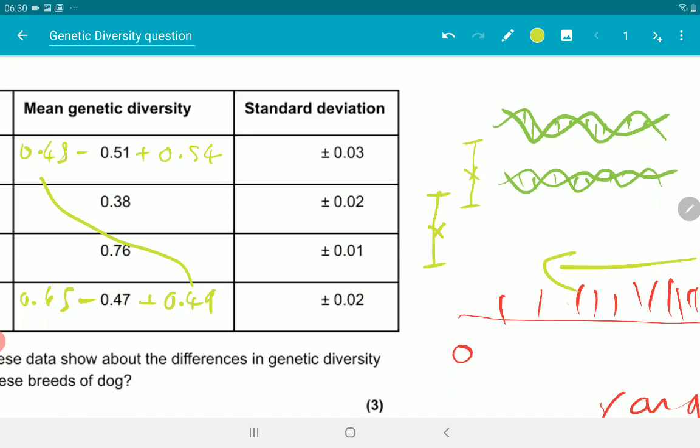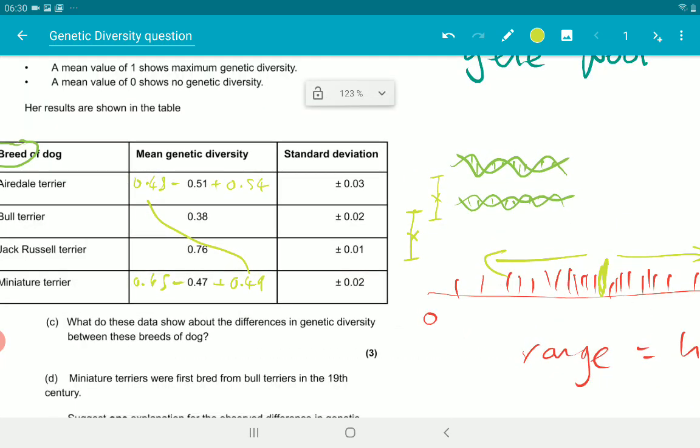Okay. When the standard deviations overlap, that means that the difference between the two means is not significant. So you would say that for the Airedale Terrier and the Miniature Terrier, the standard deviations overlap, and so there is no significant difference between the mean genetic diversity of the Airedale and the Miniature Terrier.